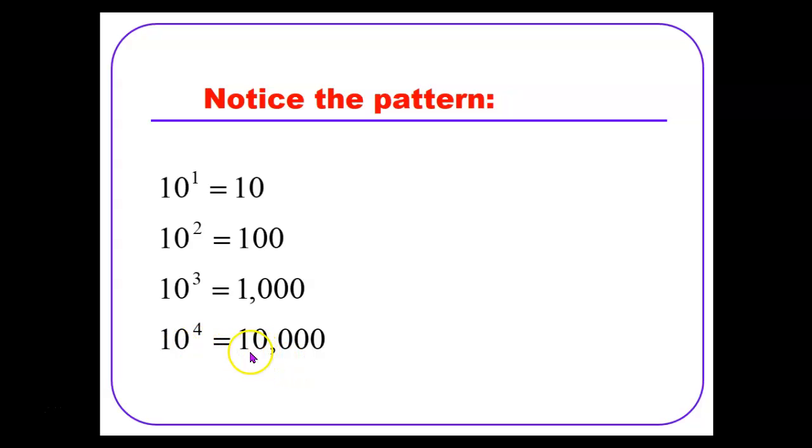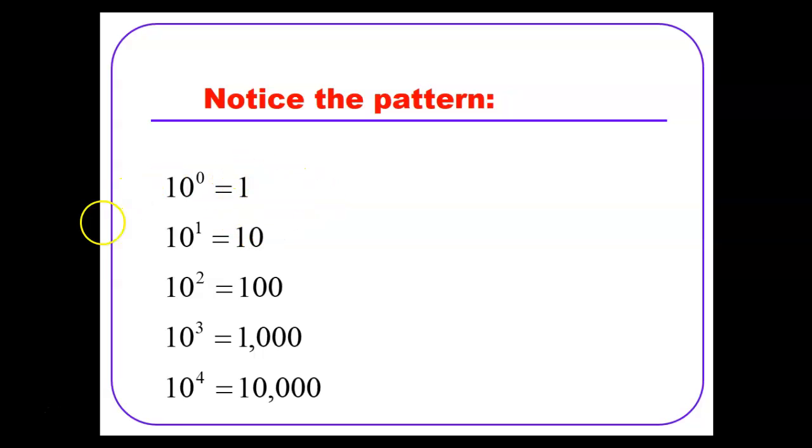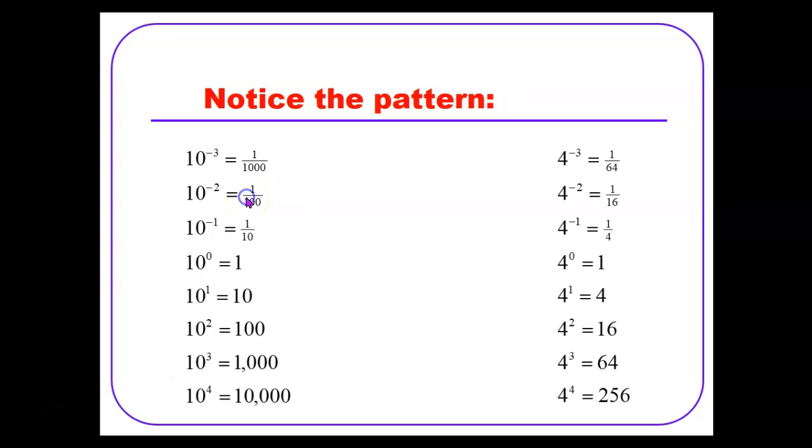So 10,000 divided by 10 gets you 1,000. 1,000 divided by 10 gets you 100. 100 divided by 10 gets you 10. And if we keep going, 10 divided by 10 would get you 1. So according to the pattern, 10 to the 0 power ought to equal 1.